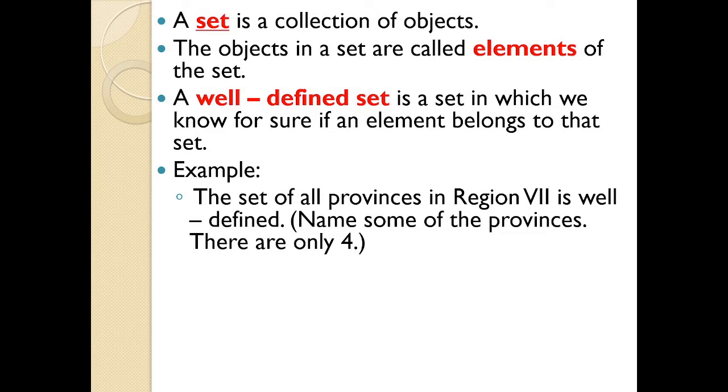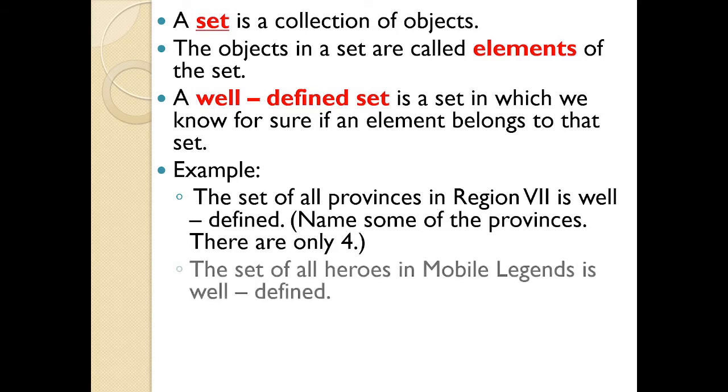Bohol, sir. Bohol is one. That's correct. I agree with you, sir. Bohol is one province in Region 7. Who can give me the other 3? Because there are 4 provinces in Region 7. Cebu. Cebu is another. Lapu-Lapu. Lapu-Lapu is part of Cebu, so we cannot have Lapu-Lapu. Negros Oriental is another. That's the third. What about the fourth one? Siquijor. Siquijor is the fourth one. Those are the 4 provinces.